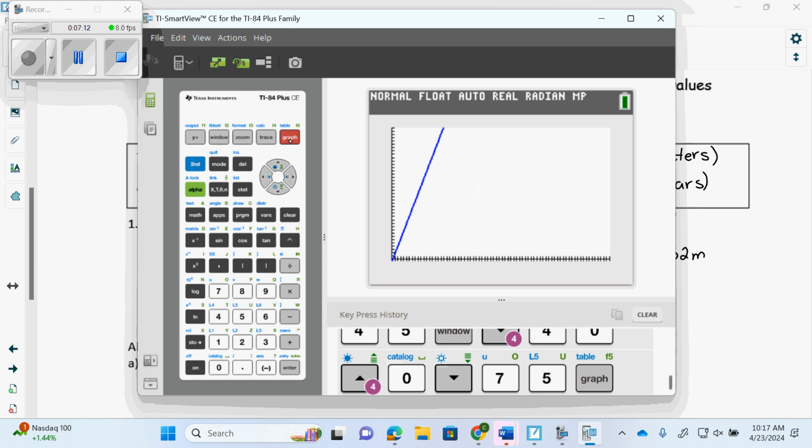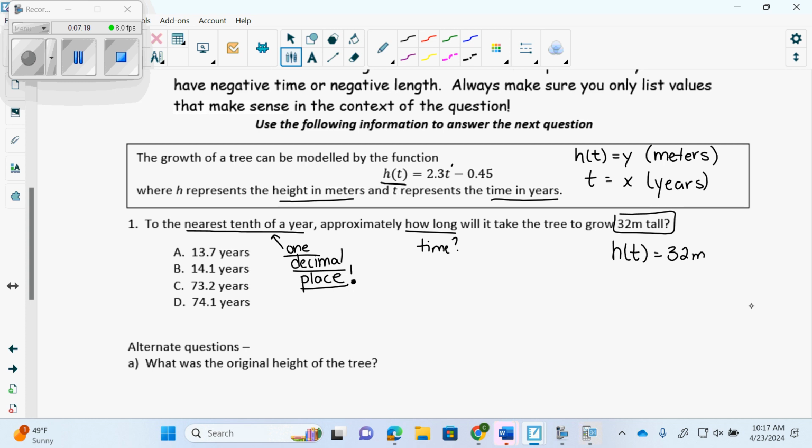I can see a line. Cool. Great. Awesome. Now I need to actually figure out how to do this. So I got myself a window that I hope will work. I need to know when the height is 32. So did they give me y or did they give me x? So I go height, h of t is equal to y, and it's in meters. Anything in meters means they gave me y. We agree? They gave me y, they want x.